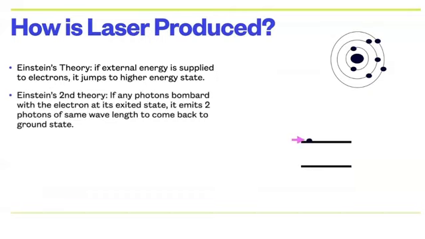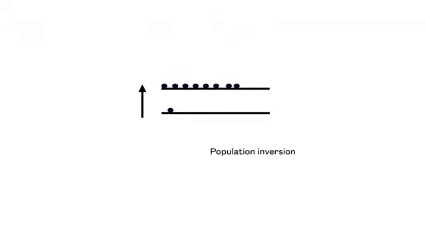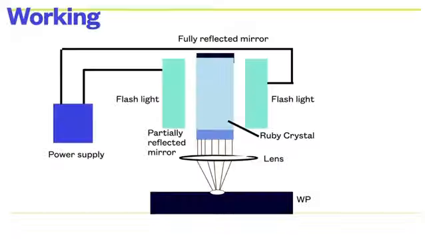According to Einstein's second theory, if any photon bombards the electron at its excited state, it emits two photons to come back to the ground state of the same wavelength. This is called stimulated emission. To produce an active laser, more electrons need to be in the excited state, or at a higher energy level. This is called population inversion.